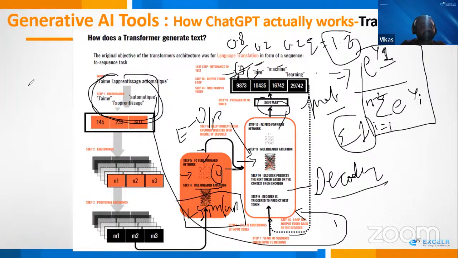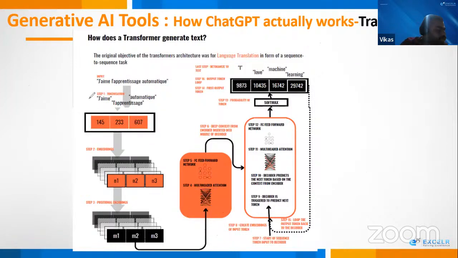And then the translation will happen, guys. All right, so I hope you are able to understand clearly how the entire transformer architecture works, and how it is able to convert text to text, or do machine translation, here.